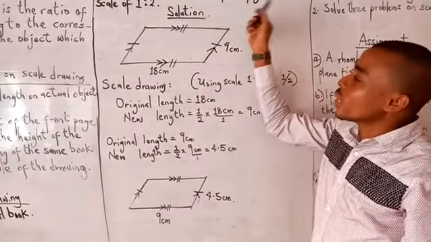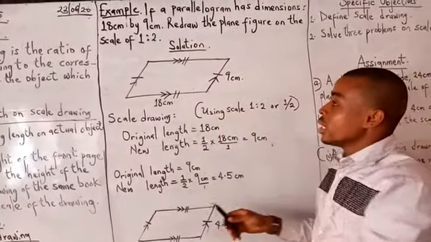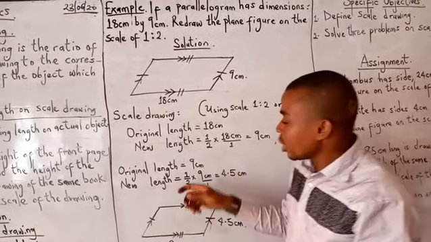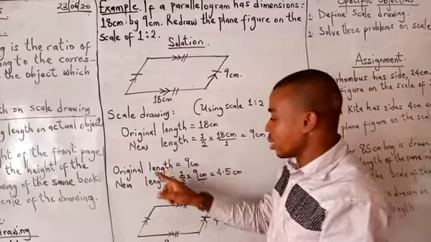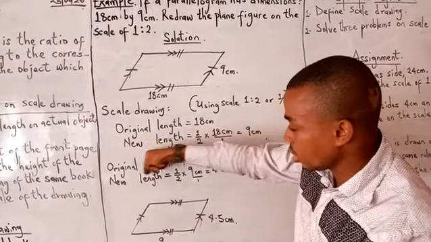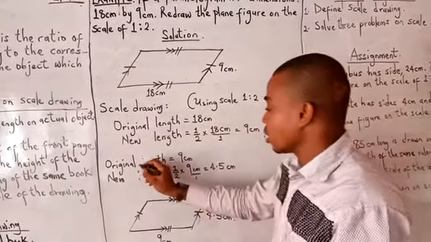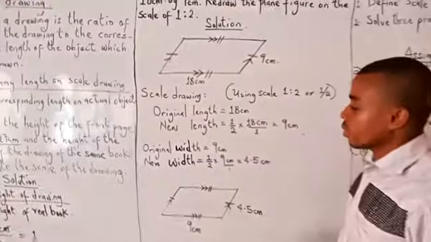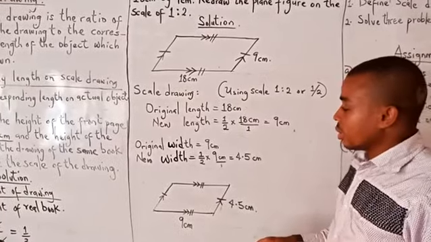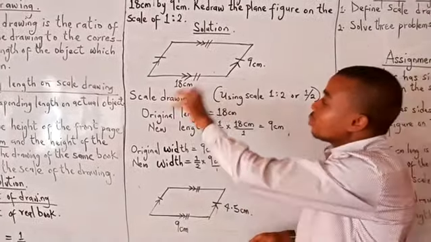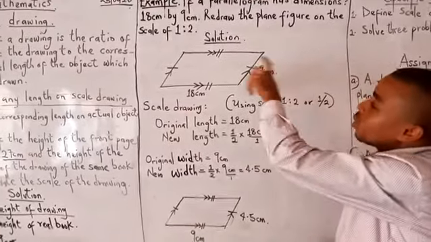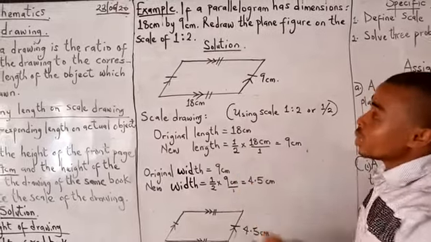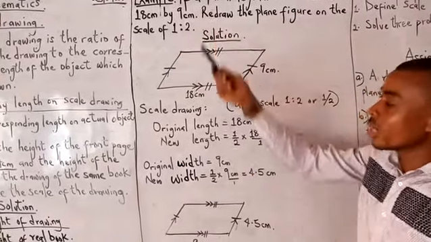After putting out the drawing, you go ahead to calculate. Before you redraw the plane figure on this scale, you should calculate the new length and the new width. Actually, this is supposed to be the new width. Like I said, before you redraw the plane figure on the scale 1:2, you should first calculate the new length and the new width. Those ones given there are the original length and the original width.